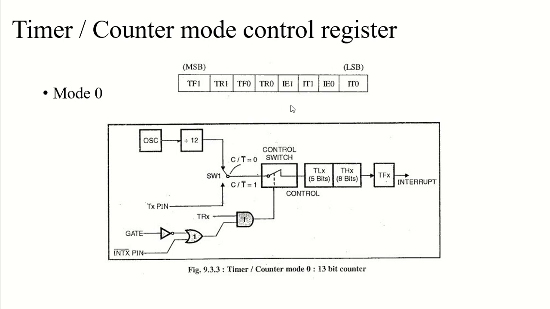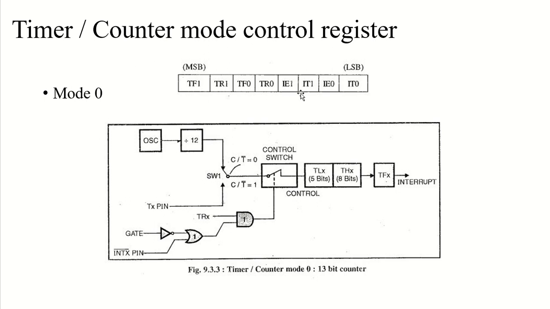Then we have something interesting, IE1. The position of this on the pin diagram would be TCON3, and it is an interrupt, right? Interrupt 1. So this is the interrupt 1 edge flag, which is set by hardware when an external interrupt edge is detected, and it is cleared when the interrupt is processed.